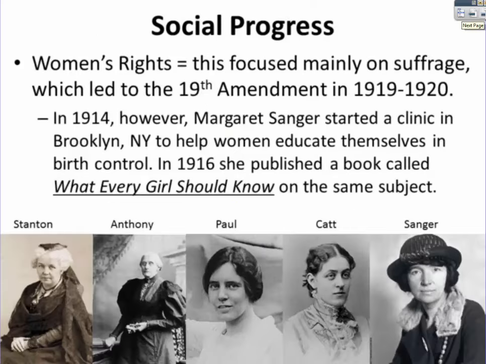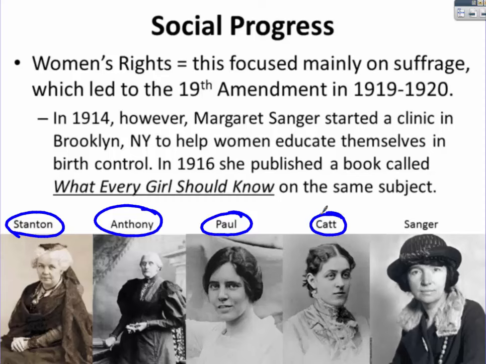Women's rights gains some serious traction during the Progressive era to the point where the 19th Amendment in 1919 and fully instituted in the 1920 elections gives women the right to vote. There's much more going on than that, though, because yes, you had Elizabeth Cady Stanton, Susan B. Anthony, Alice Paul, and Carrie Chapman Catt. They all are fighting for a woman's right to vote.